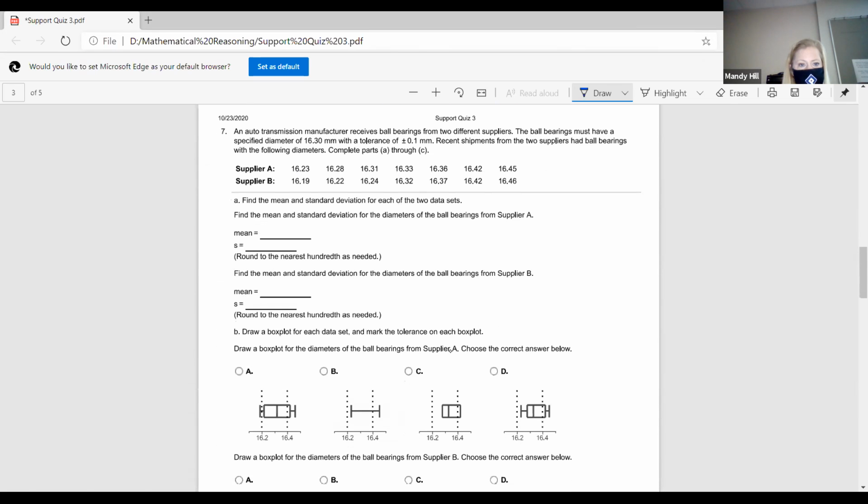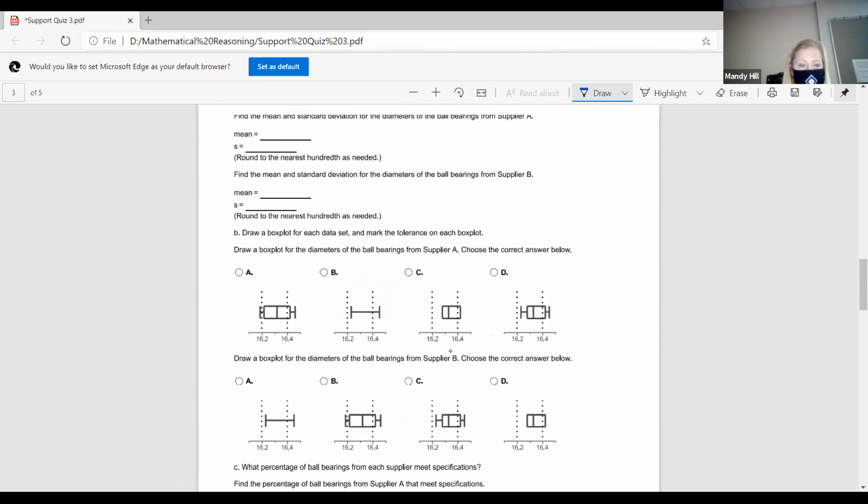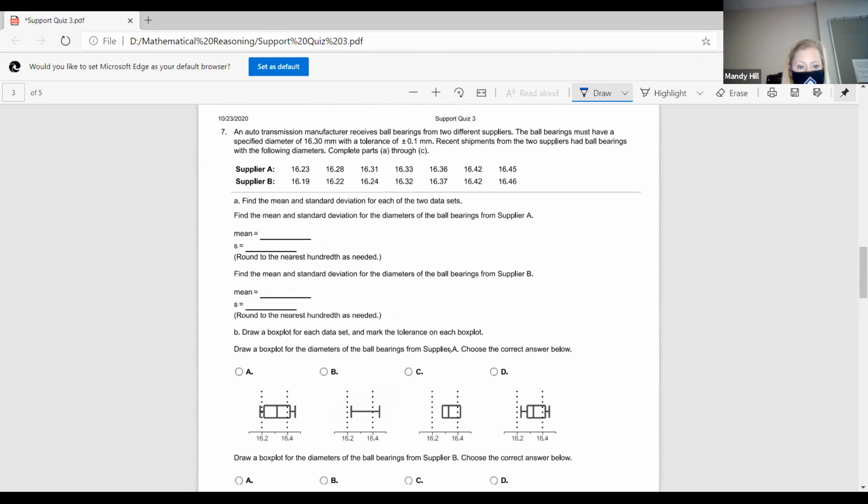Now, here we go with this 5-number summary thing. So it says an auto transmission manufacturer receives ball bearings from 2 different suppliers. The ball bearings must have a specified diameter of 16.3 millimeters with a tolerance of plus or minus 0.1 millimeter. Recent shipments from the 2 suppliers had ball bearings with the following diameters, complete parts A through C.